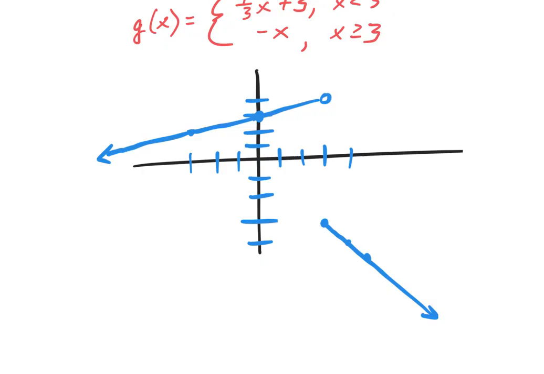We call it a piecewise function because it's still a function. It still passes the vertical line test. But we'll only pass the vertical line test if I have a closed circle and open circle right here. So that's the one thing you got to be really, really careful of. Okay? So that's a piecewise function.